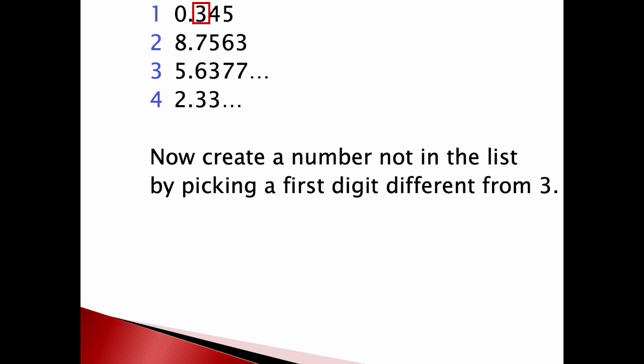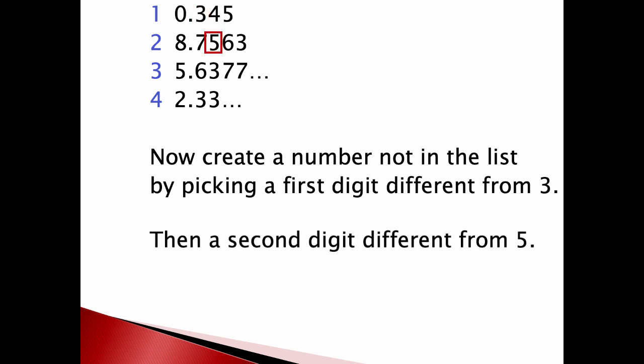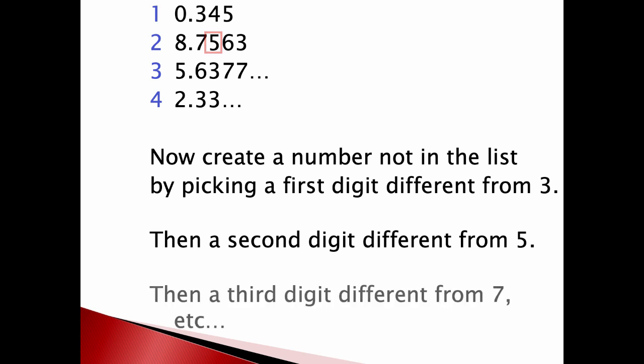Okay, now I go to the next number in my list and look at its second decimal place. The second decimal digit in the second number is a 5. So, as you're playing along at home, pick a digit which is not 5. It can be any single digit, just not 5. Write that in the second decimal place. Then go to the third number and pick a digit which is different from the third digit of the third number. So in this case, 7.